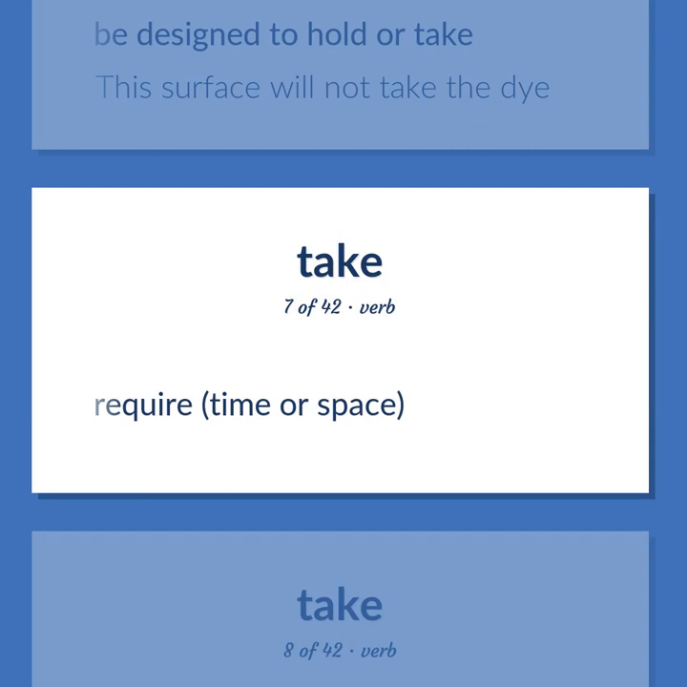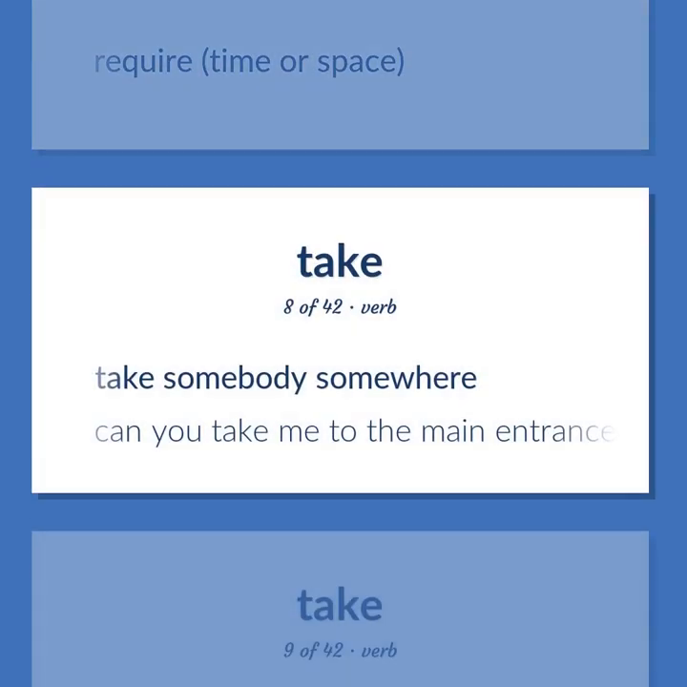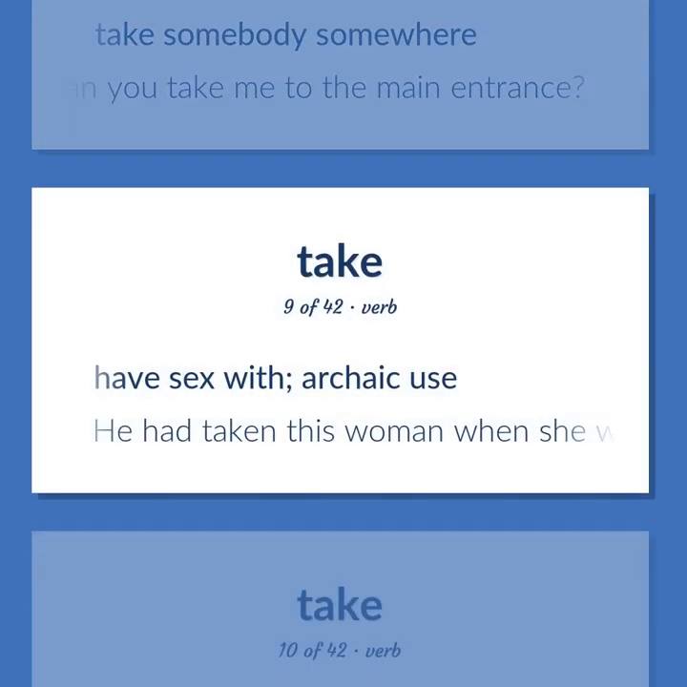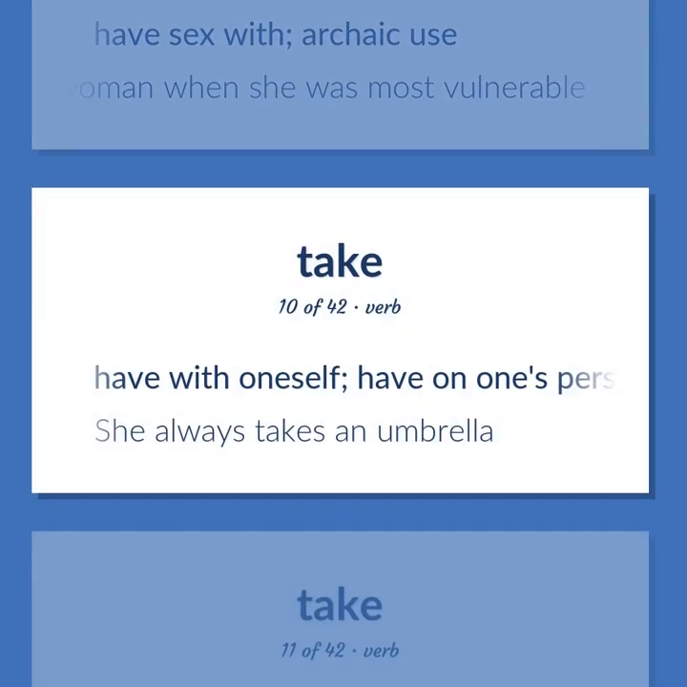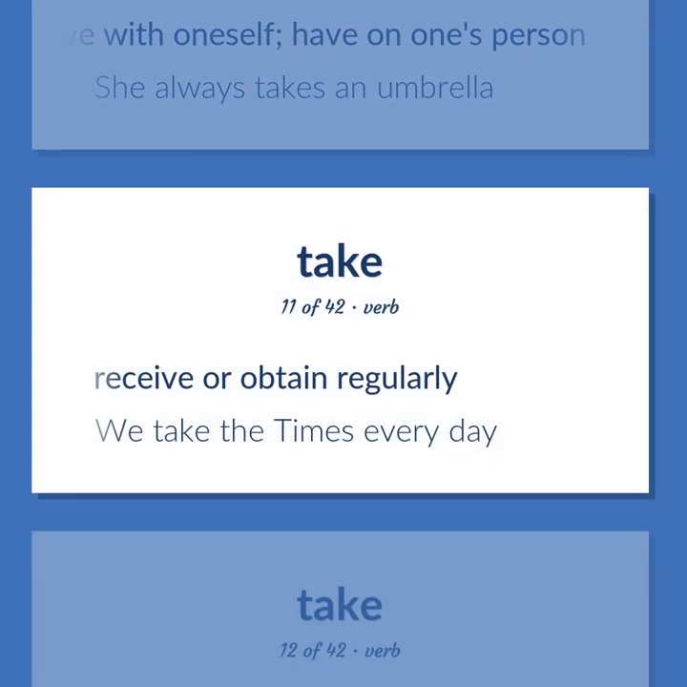Require, time or space. Take somebody somewhere. Can you take me to the main entrance? Have sex with, archaic use. He had taken this woman when she was most vulnerable. Have with oneself, have on one's person. She always takes an umbrella. Receive or obtain regularly. We take the times every day.